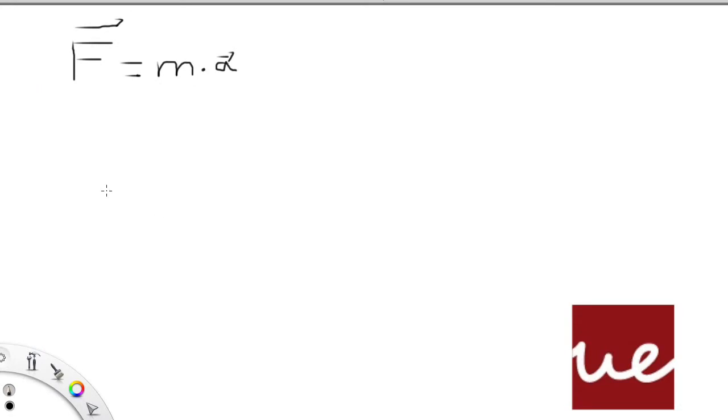So let's make a mass like that. And now let me apply a force from this side. As a result, I can make that weight accelerate.